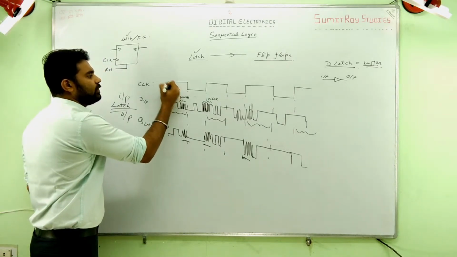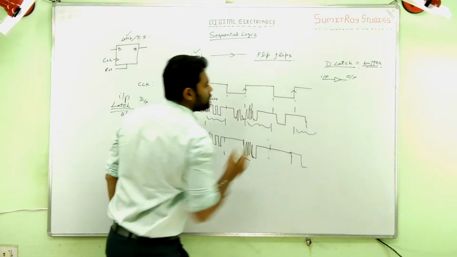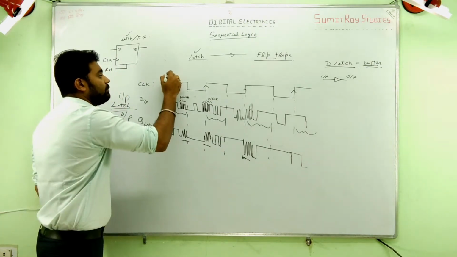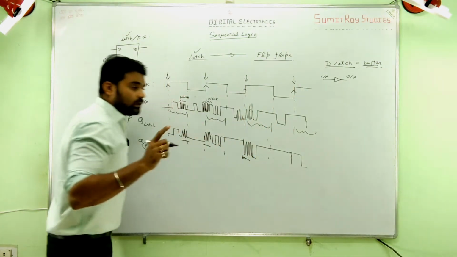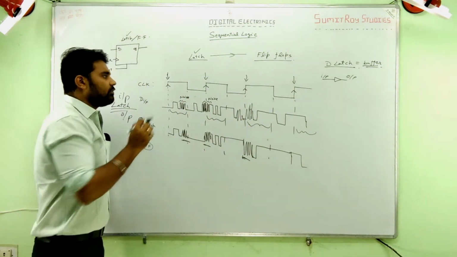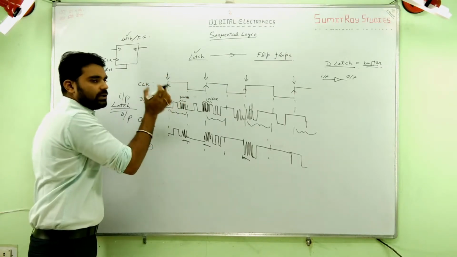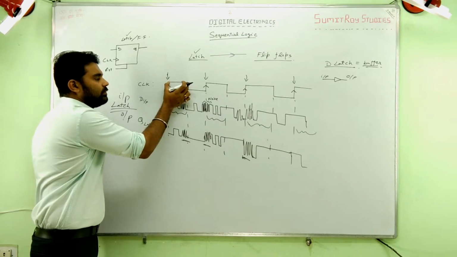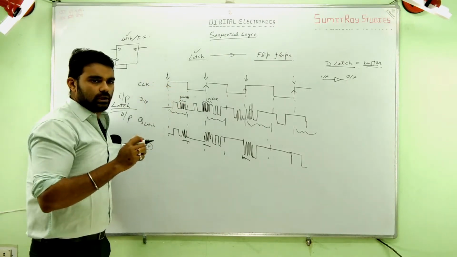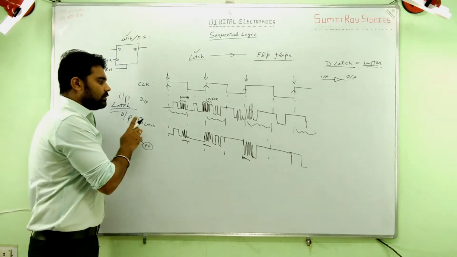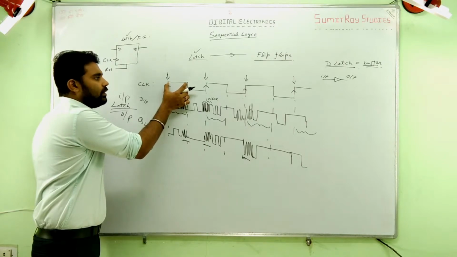See, it's a very simple phenomenon. Now I'll look at the edges. I'm more concerned about the edges. What is happening at the edges? Earlier in the latch, we were concerned about the whole level, the complete level. In a flip-flop, we are concerned about the edge only. Again, I'll reframe it. The latch works during the complete level of the clock.